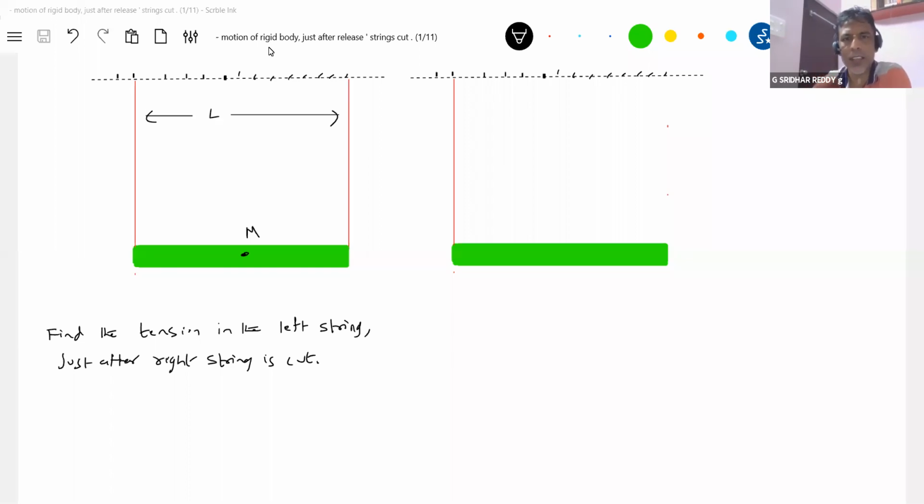So I'll begin with one which is shown in the figure. Read the question. There is a rod of mass m and length L. It is suspended by two strings.